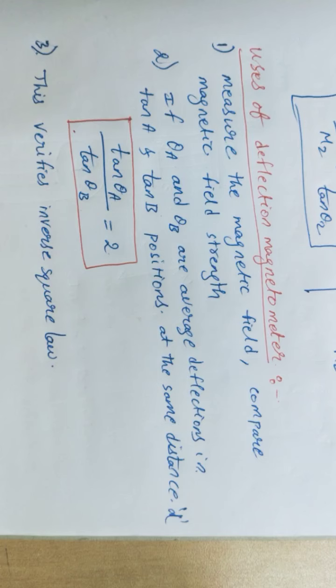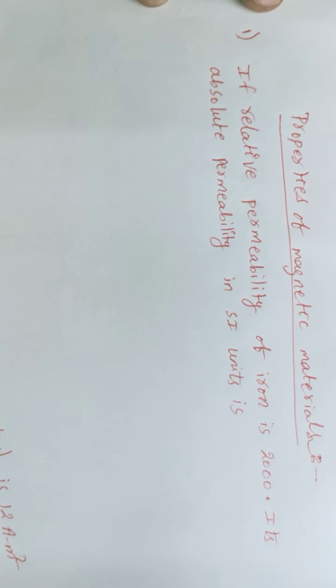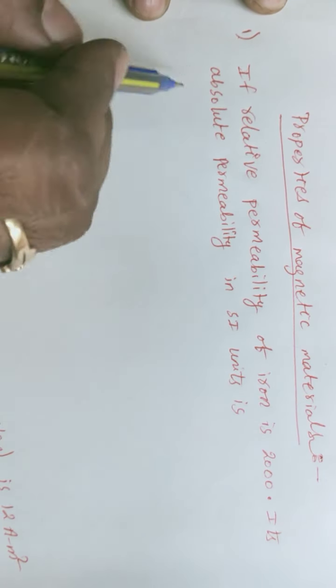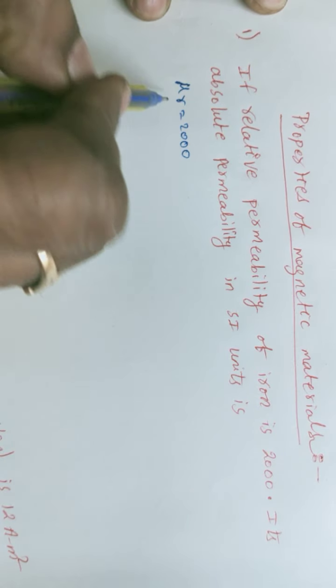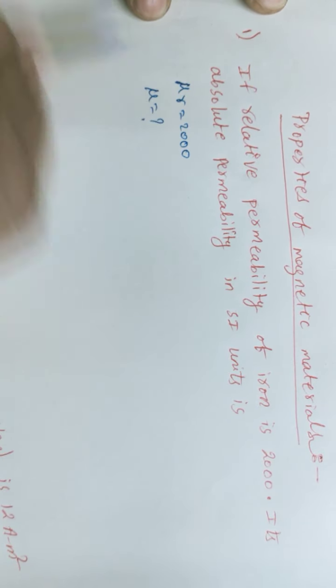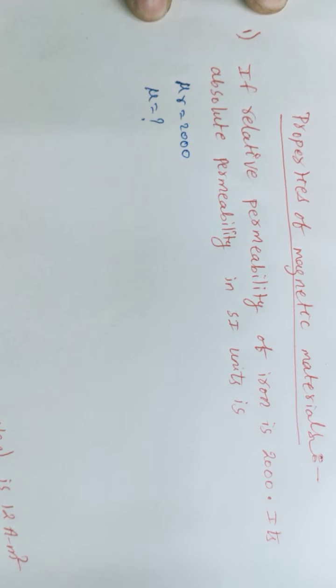Further, we are going to do a few problems based on properties of magnetic materials. This is the first problem. The relative permeability of iron is 2000. Its absolute permeability in SI units is? Given mu r is equal to 2000, we are expecting mu in the SI system.